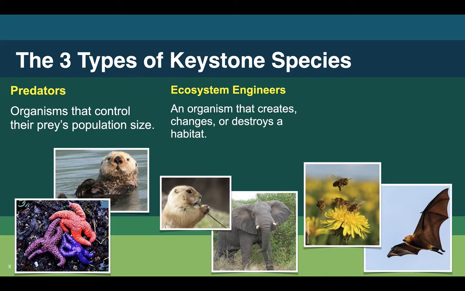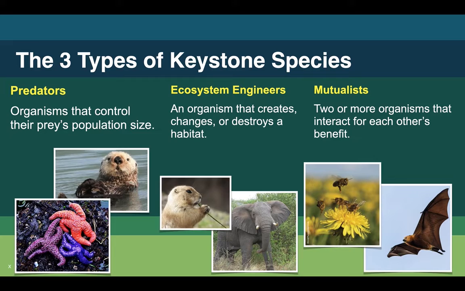So the elephant is in charge of keeping the savanna a savanna, and the prairie dog is in charge of making the tunnels for other animals. So without these ones, you wouldn't have the tunnels, and you wouldn't have the savanna, you'd have a forest. Kind of similar to the sea otter with the kelp forest, but these engineers aren't eating anything. They are kind of managing the landscape.